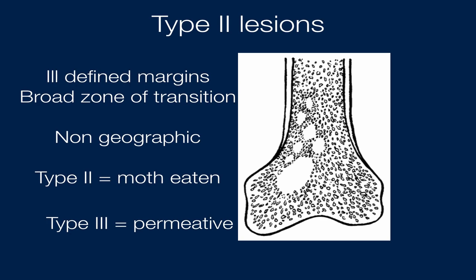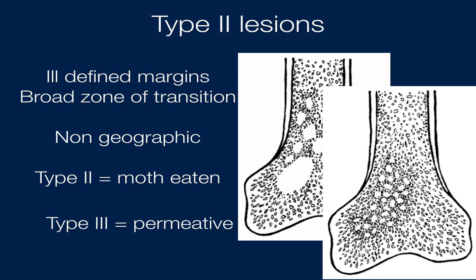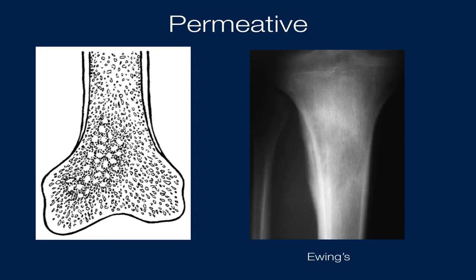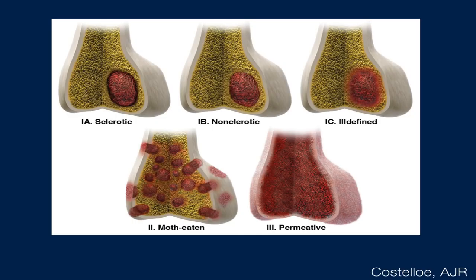And the final category is the permeative. That's the most aggressive. And here's an example. Ill-defined lesions. Hard to see where the tumor begins and ends. So it has a very wide zone of transition. An example of the moth-eaten appearance in multiple myeloma, large lesion, hard to see where it starts and where it ends. Permeative lesion, Ewing sarcoma, hard to see where it starts and very ill-defined. Very aggressive lesion. Another diagram showing the sclerotic well-defined lesion, upper left, lower right, most aggressive, permeative appearance.